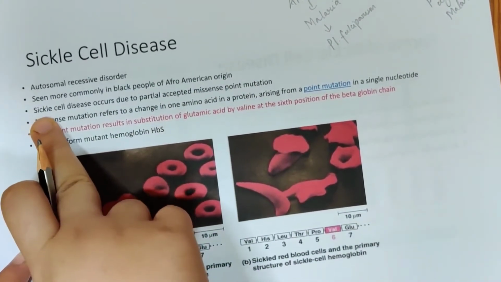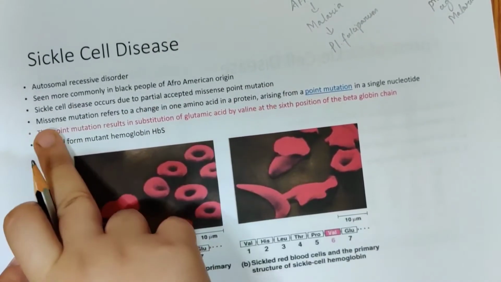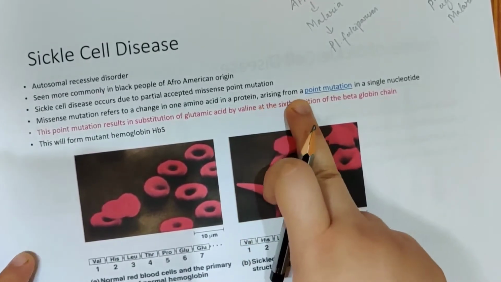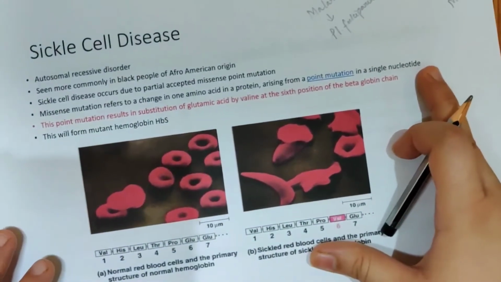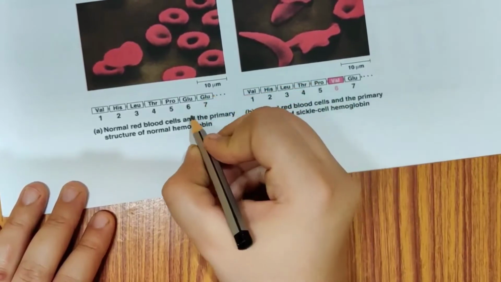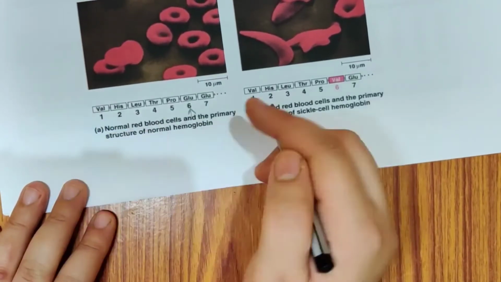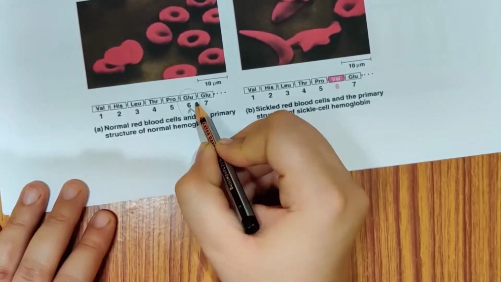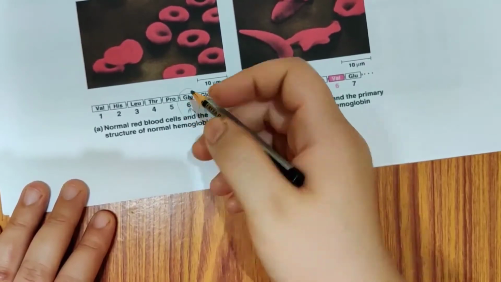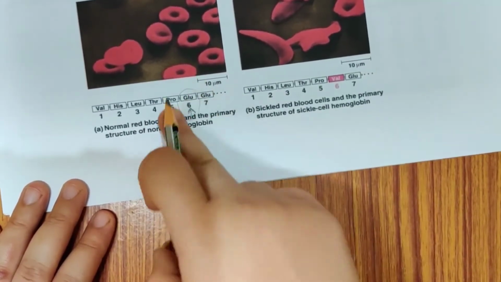Sickle cell disease occurs due to a missense point mutation. Missense mutation refers to a change in one amino acid in a protein arising from a point mutation in a single nucleotide. If you see a gene coding, in one particular point there is a mutation. A change at one particular point is known as point mutation. And what is missense mutation? When a particular amino acid gets replaced, that is known as missense mutation. Missense means change in amino acids, point mutation means change in a particular location.